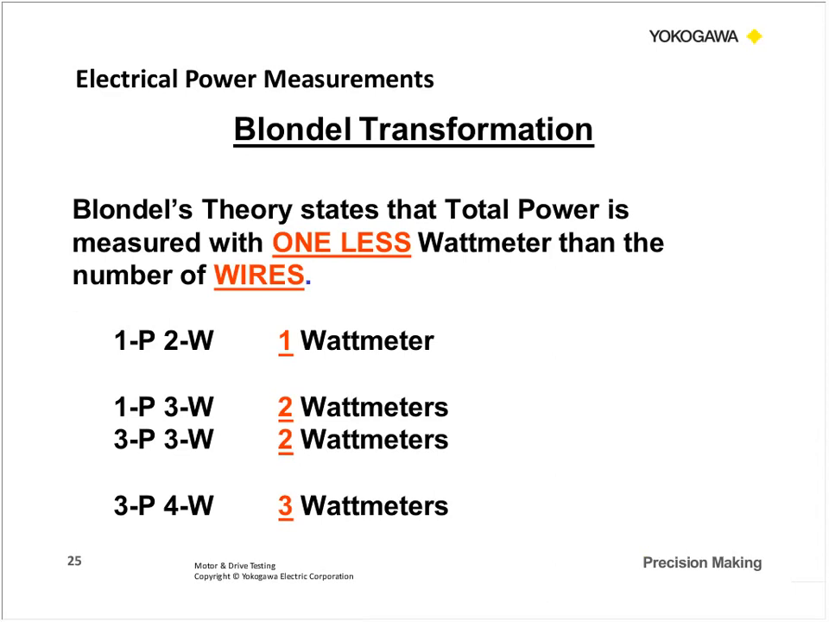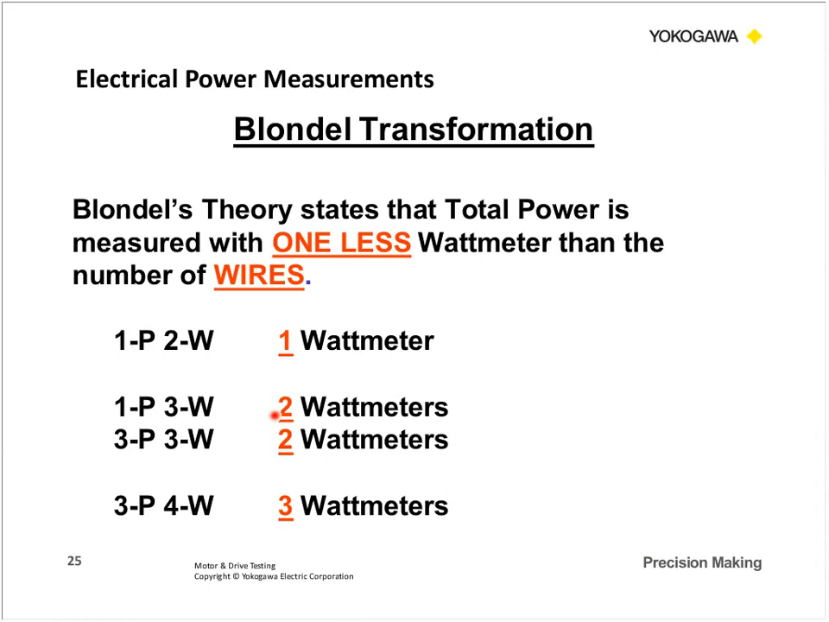So how do we measure power? Blondel's transformation, Blondel's theory. He established all this vector analysis, and it states that total power is measured with one less wattmeter than the number of wires. Most of our testing is on motors, probably three-phase, three-wire. To measure total power, we only need 2 wattmeters. Single-phase, two-wire, simple motor, we just need 1 wattmeter, 1 voltage, 1 current.